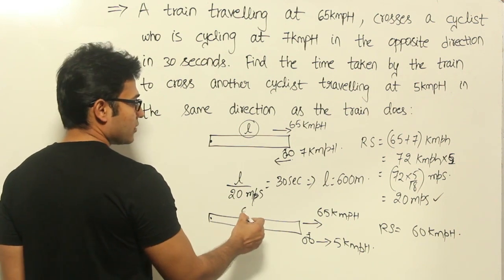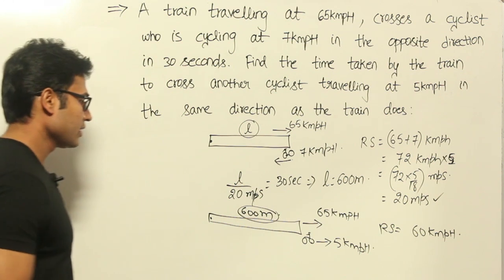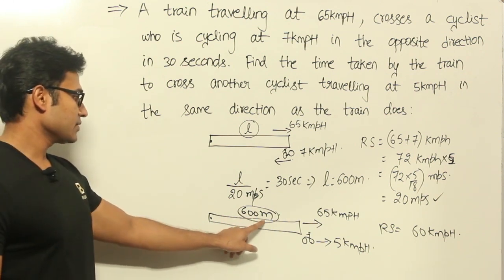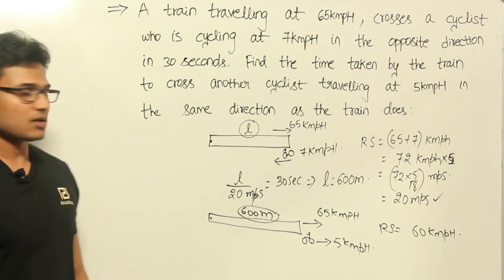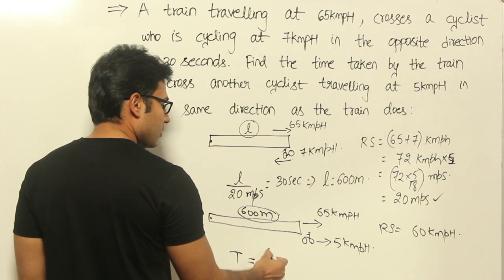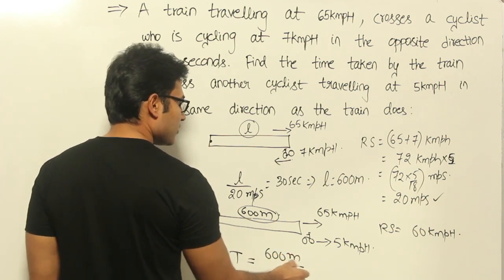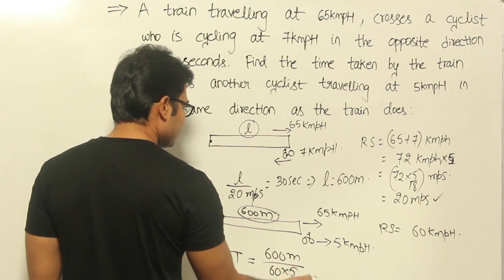The length of it is already known to be 16 meters. We have already computed it, right? So 600 meters has to be covered using a relative speed of 60 kilometers per hour. Therefore, time taken will be equal to 600 meters divided by 60 into 5 by 18.